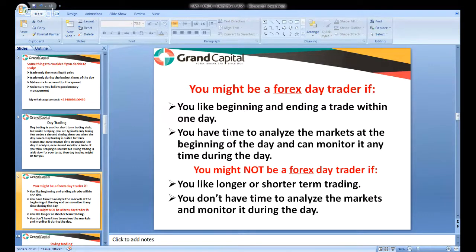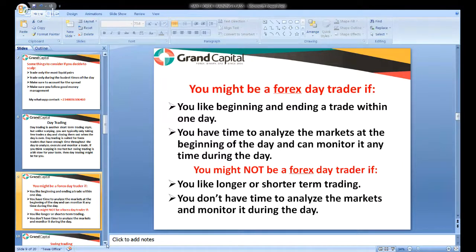So you might not be a forex day trader if you like a long or short time trade like swing trade, and you don't have enough time to analyze the market or monitor the market during the day. So now you place a trade in the morning, and there is no time for you to monitor your trade during the day. So it's not a good one for you.